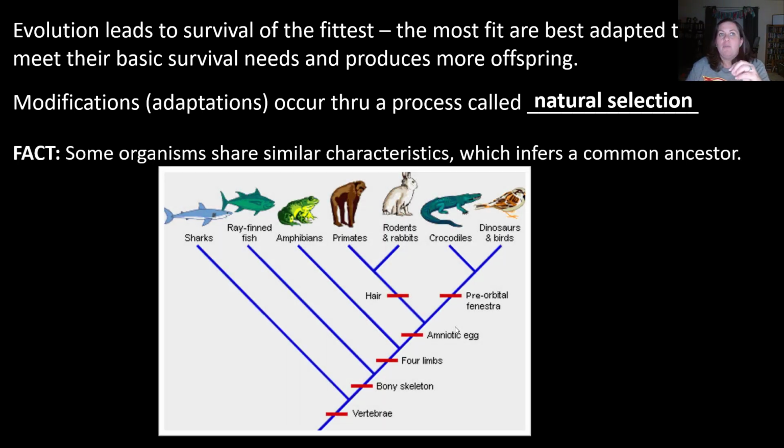Now, the fact that some organisms share similar characteristics, which infers a common ancestor, is what allows us to build things that we talked about earlier called phylogenetic trees or cladograms like you see here. If you'll notice, anytime a branch comes off, there is a new type of characteristic that came into play. Anything above that characteristic has it. Anything below it does not. And this is how they can end up constructing things like cladograms.